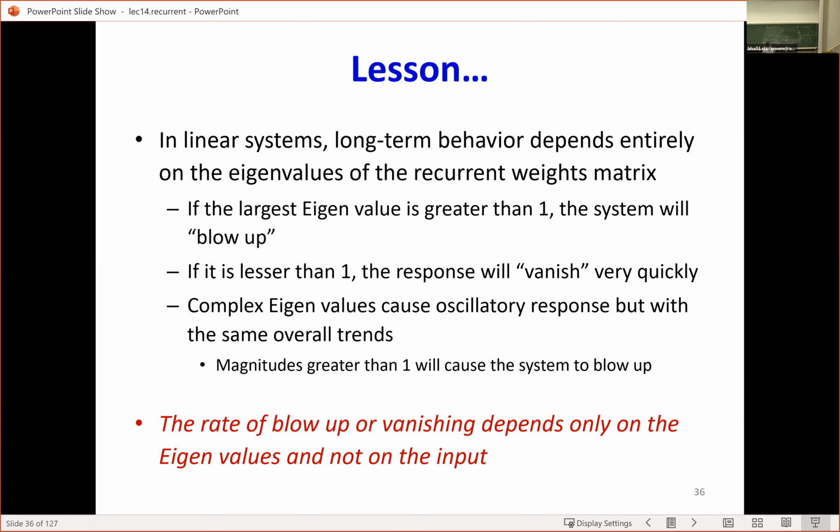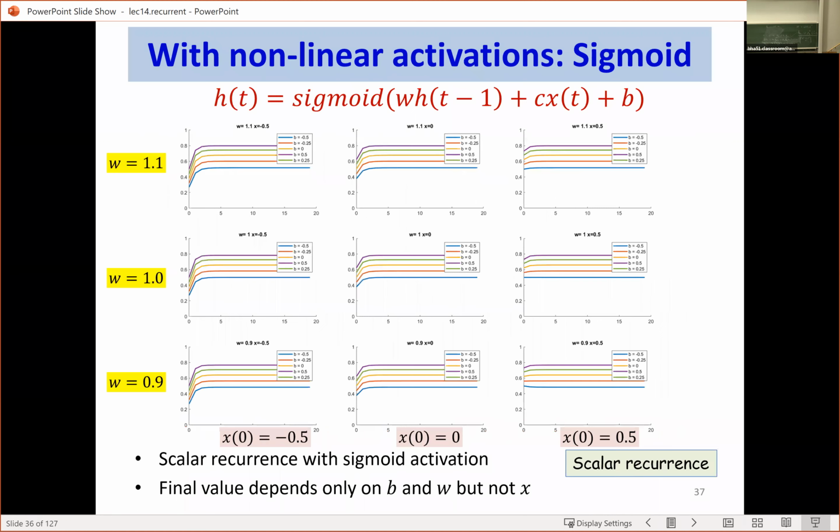Magnitudes greater than 1 will cause the system to blow up, right? So the rate of blow up or vanishing depends only on the eigenvalues of the hidden matrix. It does not depend on the input itself, right? It all depends on lambda raised to t. So how long will the system remember an input? Eventually, what is it going to remember? Either what it remembers is going to blow up or it's going to go to 0, right? If you wait long enough, the system has no recollection at all of what the input was because the thing has either died or blown up to infinity, right? So we have a problem.